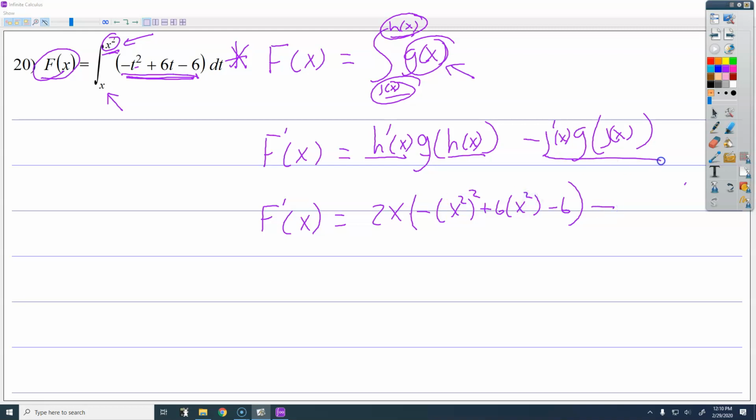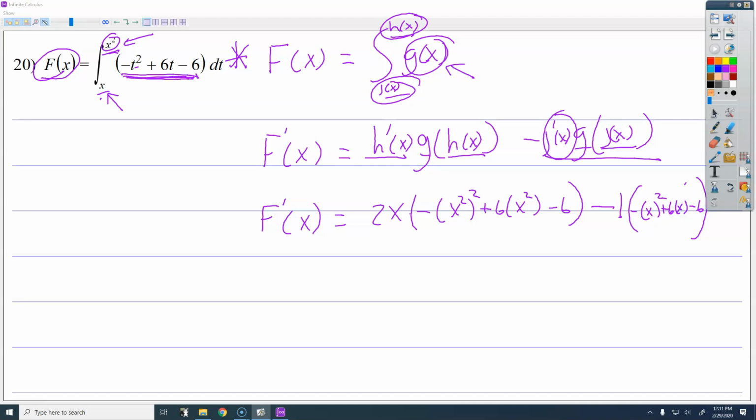Now we do the next one. Minus the derivative of the j function, which is this one, so that's just 1, times the g function with j plugged into it. So this is the g, and we're plugging the j into it. So that would look like this. And we're just plugging in the j function, which is x.